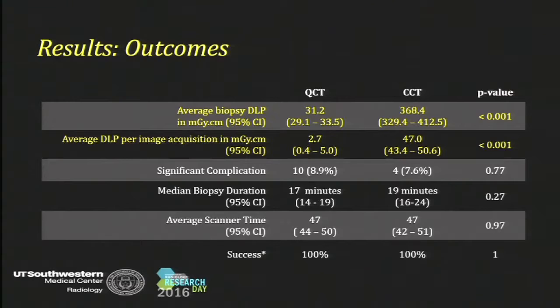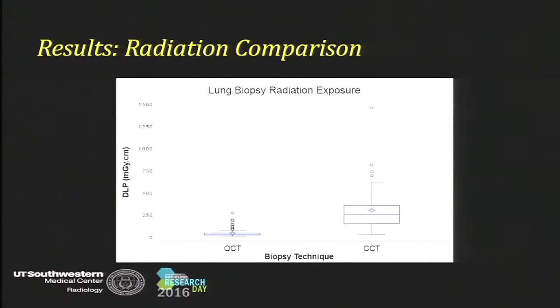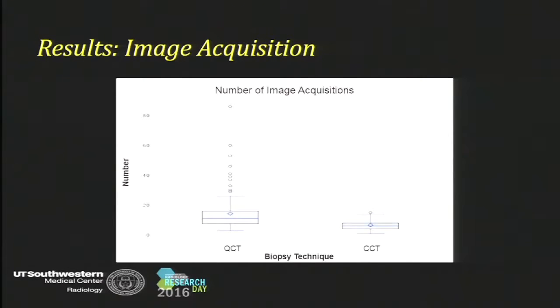This whisker plot says it best. You have the distribution of patient population in the QCT group and the CCT group, and this is the DLP, radiation exposure, a whole lot less in this group than this group. However, you can also see that the number of image acquisitions is higher in the QCT group. Again, we're adjusting the needle more often in this than this group.